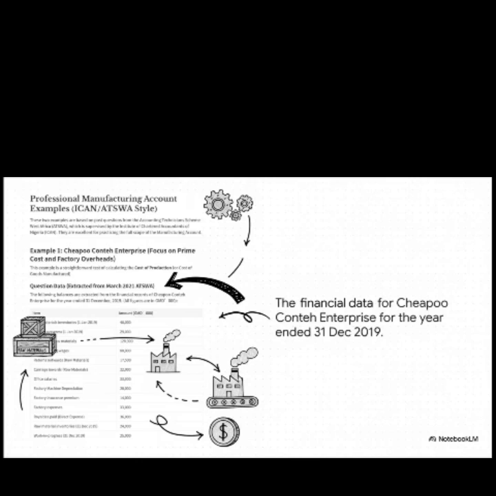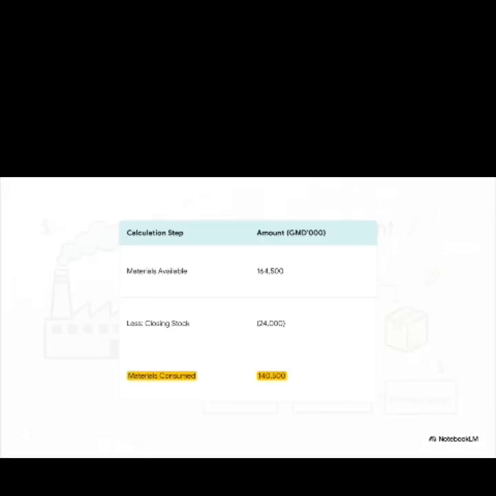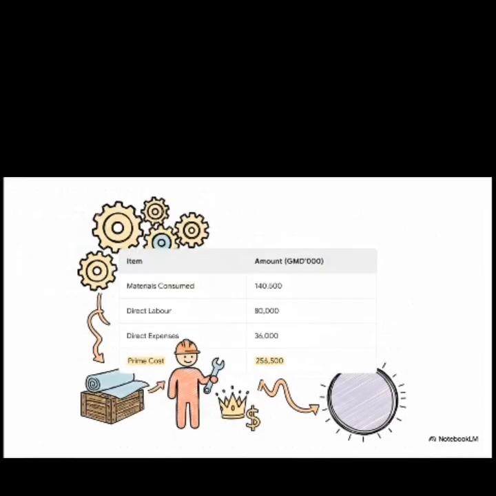All right, let's start piecing this puzzle together. So step 1 is a big one, figuring out the cost of the raw materials we actually used up. We take our opening stock, add our purchases and shipping costs, and then subtract what we didn't use, our closing stock. And voila, that gives us a materials consumed figure of $140,500. Awesome. Now we build right on top of that.